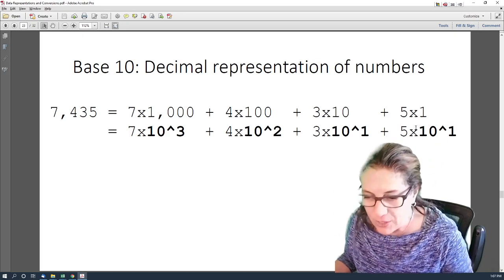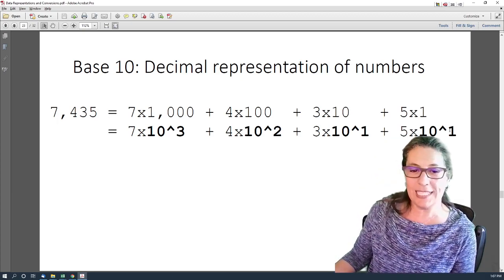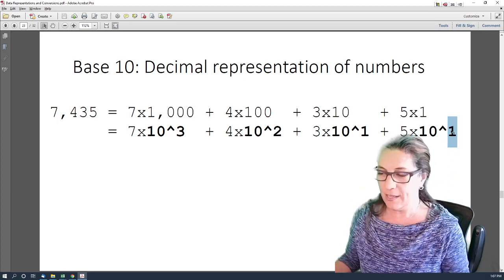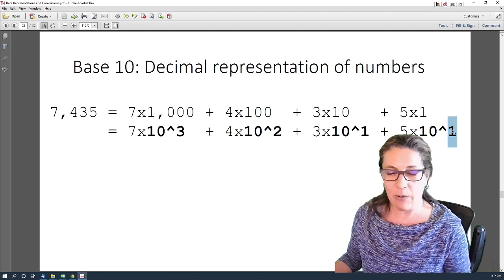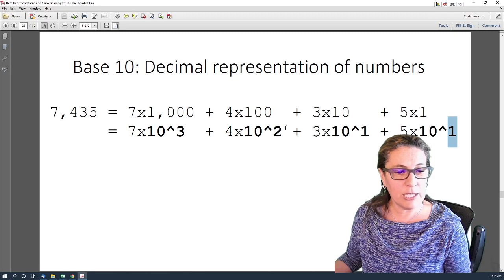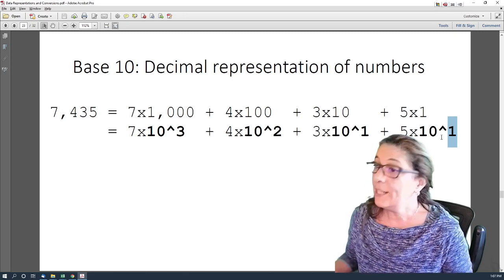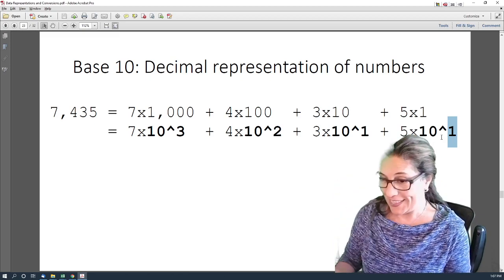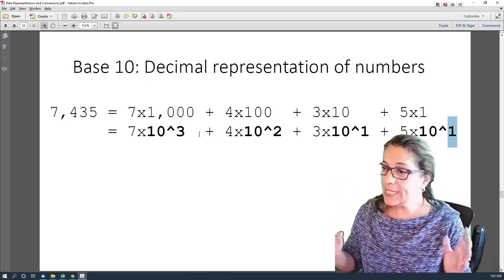Yes. Oh, thank you so much, Nicholas. You are absolutely right. This is 10 to the 0. Copy paste badness on my side. I will fix it. This is 10 to the 0, the last one. So 10 to the 3, 10 to the 2, 10 to the 1, 10 to the 0. Any number to the power of 0 is 1. Okay? So this is our number system.